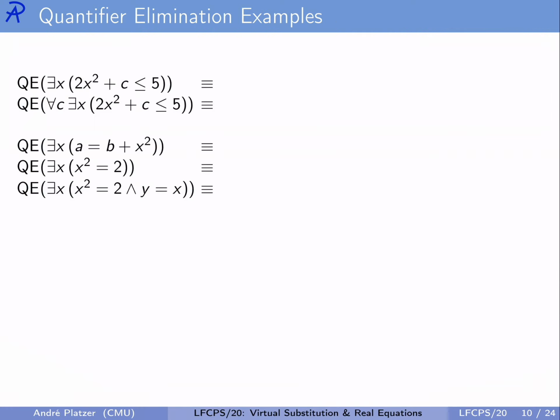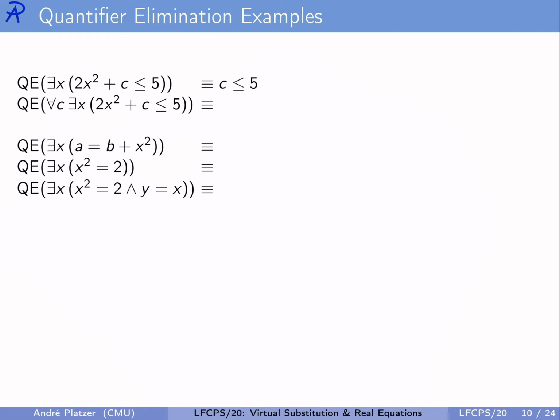Let's practice this a little bit. What does quantifier elimination have to do? If we ask, is there an x such that 2x squared plus c is less or equal 5? Well, can we express that without the quantifier? Yes, because the best choice for the quantifier would be just to plug in 0 for x, because that certainly makes it less or equal 5, if possible at all. In other words, this is equivalent to just asking whether the value of the variable c is less or equal 5.